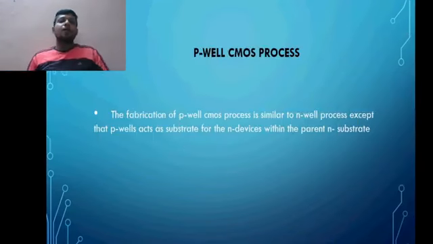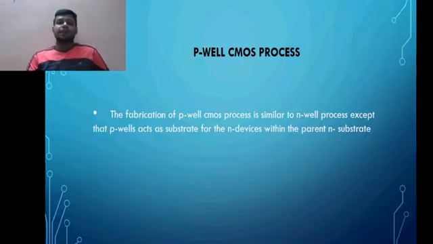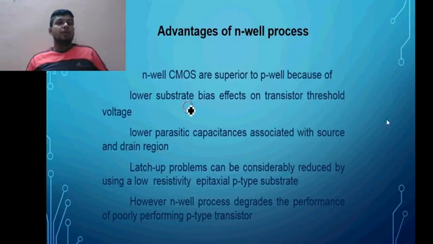So the P well; here we used the N well process. The P well process is similar to the N well process, except that the P well acts as a substrate for the N devices within the parent N substrate. So the advantages of the N well process: N well CMOS are superior to P well because of lower substrate bias effect on transistor threshold voltage and lower parasitic capacitances associated with source and drain regions.